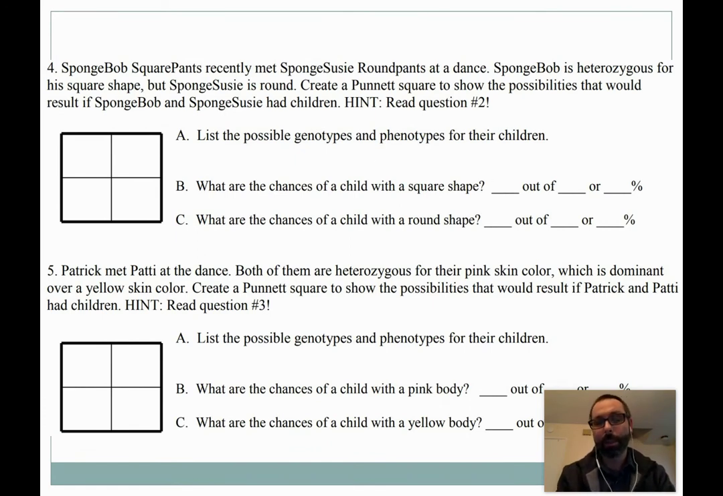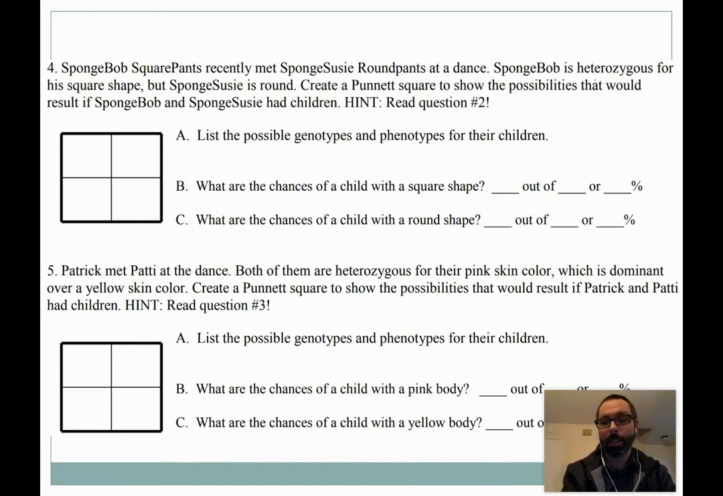So when you're doing these problems, it's always the same steps. Number 1, I need to know the genotypes, the letters that go with each of the parents. SpongeBob needs 2 letters to describe him. Sponge Susie needs 2 letters to describe her. Now, where do I get these letters from? I have to just come up with them, but based on the information.